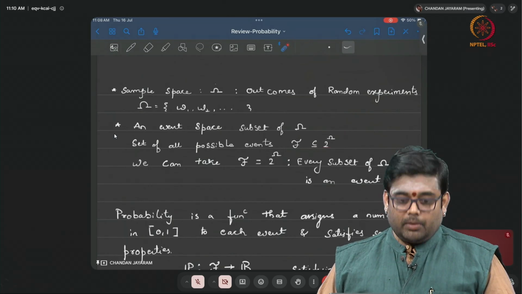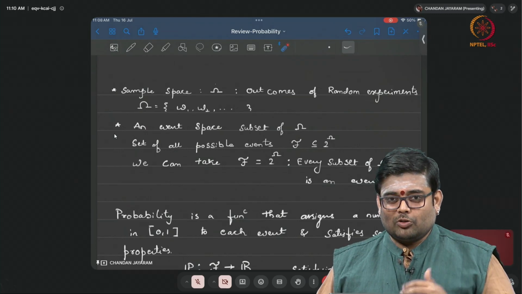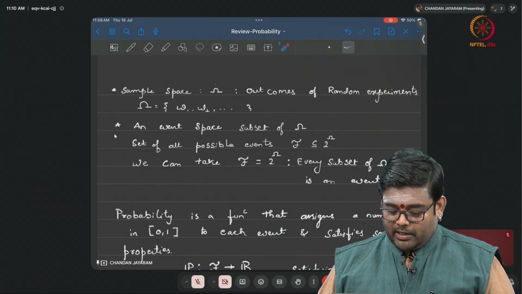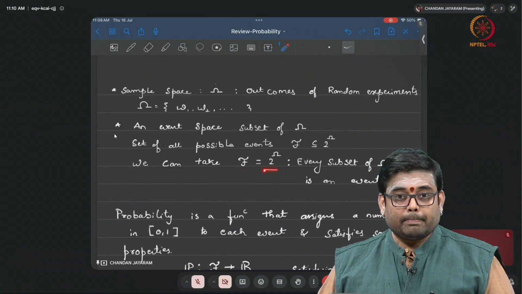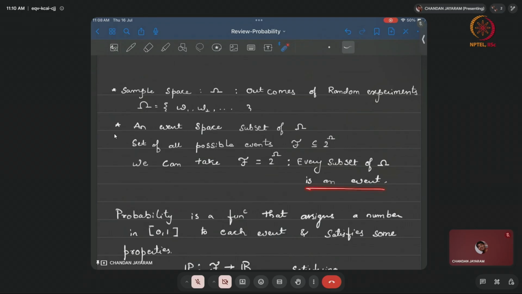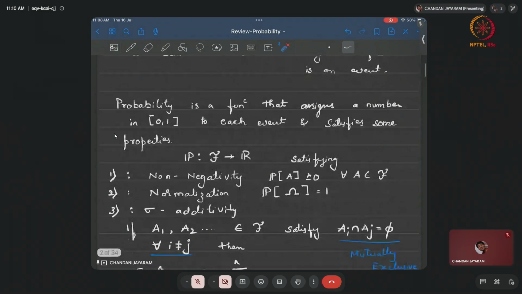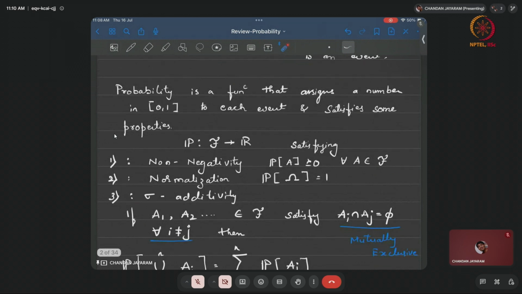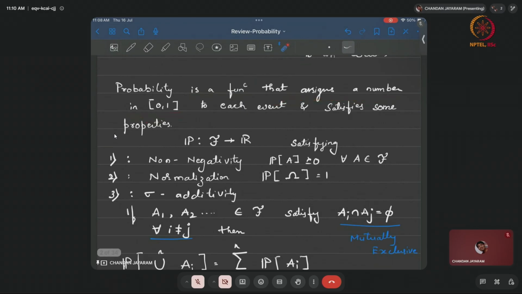For all practical purposes, during our discussion we will be considering this event space to be the power set. This means that every subset of omega is an event. Then we have the idea of probability. Probability is a function that assigns a number between 0 and 1 to each event, and it has to satisfy certain properties, which are famously known as the axioms of probability.